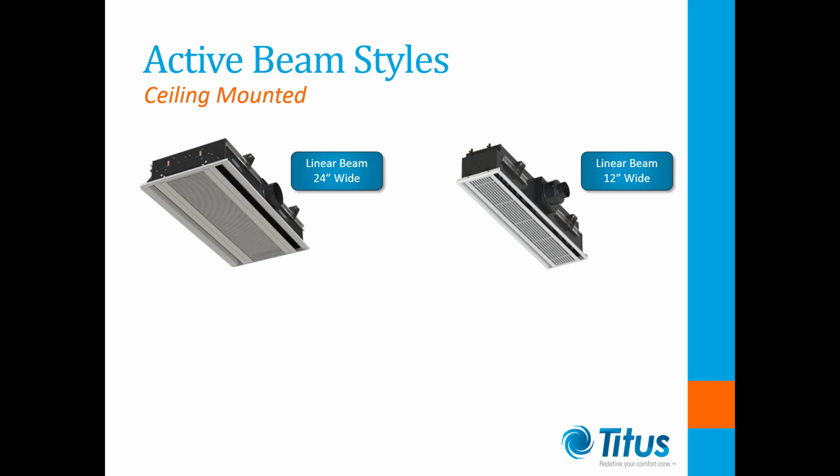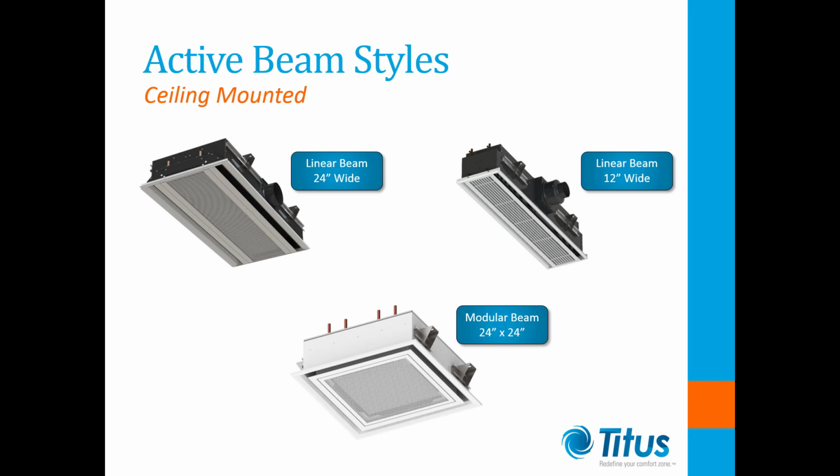There are various styles and configurations of active beam available to suit almost any application. Shown here are just a few examples. This 24-inch wide beam shown on the left is the most common type used in North America. It's a linear beam that features a large horizontal heat exchange coil with 2 supply air slots either side. It's designed to fit into a standard 24-inch by 24-inch suspended ceiling grid.